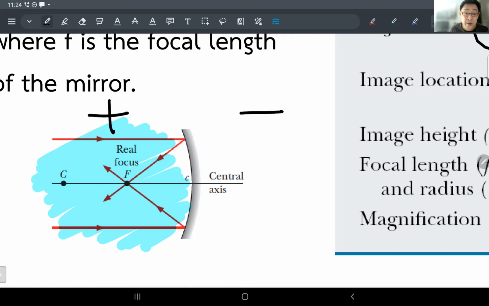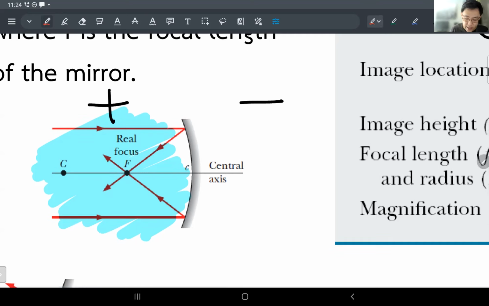And that's the reason why I can conclude that the focal length of the concave mirror, or the converging mirror, is positive. With me, guys? Because see, the focal length is in the front, and the focal length is the length that determines the image. So whatever is related to the image is going to be positive when it's in the front.